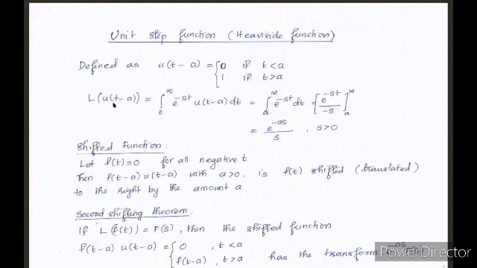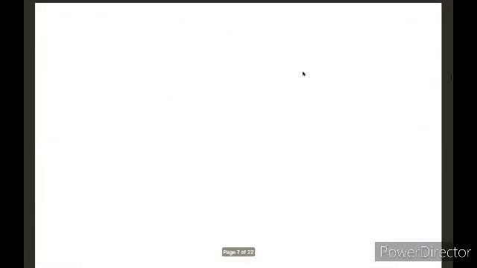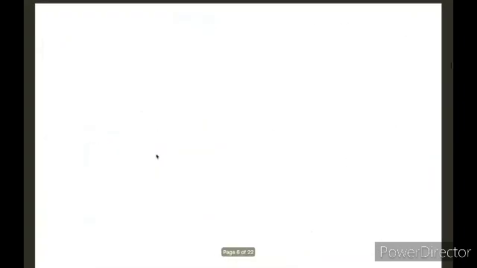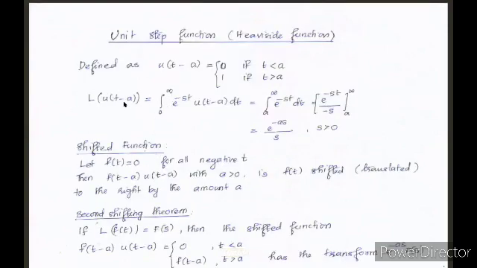The graph of u of t is equal to 1. It's a constant function defined from 0 to infinity. As we all know, the Laplace transform of the constant function f of t equal to 1 is 1 by s. So both equations are the same. The Laplace transform of u of t, which is equal to the Laplace transform of 1, is 1 by s.